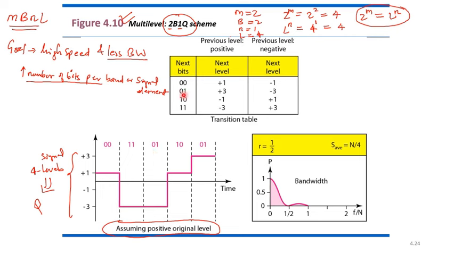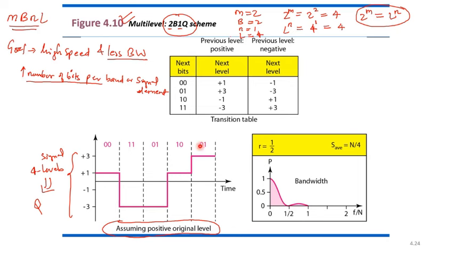Next is 10. 10 can be represented by either -1 or +1. Out of these two, which one we select will depend on the previous level. The previous level is 01, which was negative. So 10 will be represented by +1. So from -3, it goes to +1.